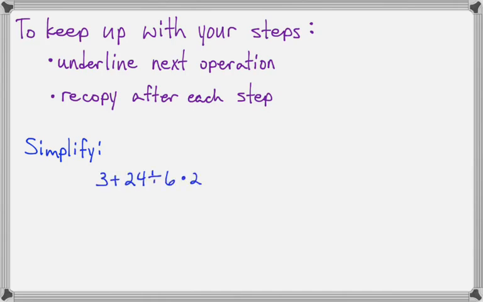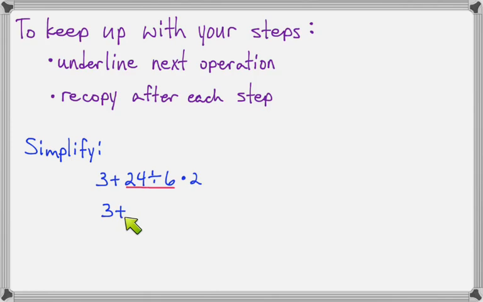Simplify 3 plus 24 divided by 6 times 2. So I'm going to look at this. I'm going to say, do I have any parentheses? No. Do I have any exponents? No. Do I have any multiplying and dividing? Yes. That has to be done in order from left to right. So here I go. Here's the first, multiply or divide. So I'm going to underline the division I'm about to do. And then on the next line, I'm going to recopy everything.